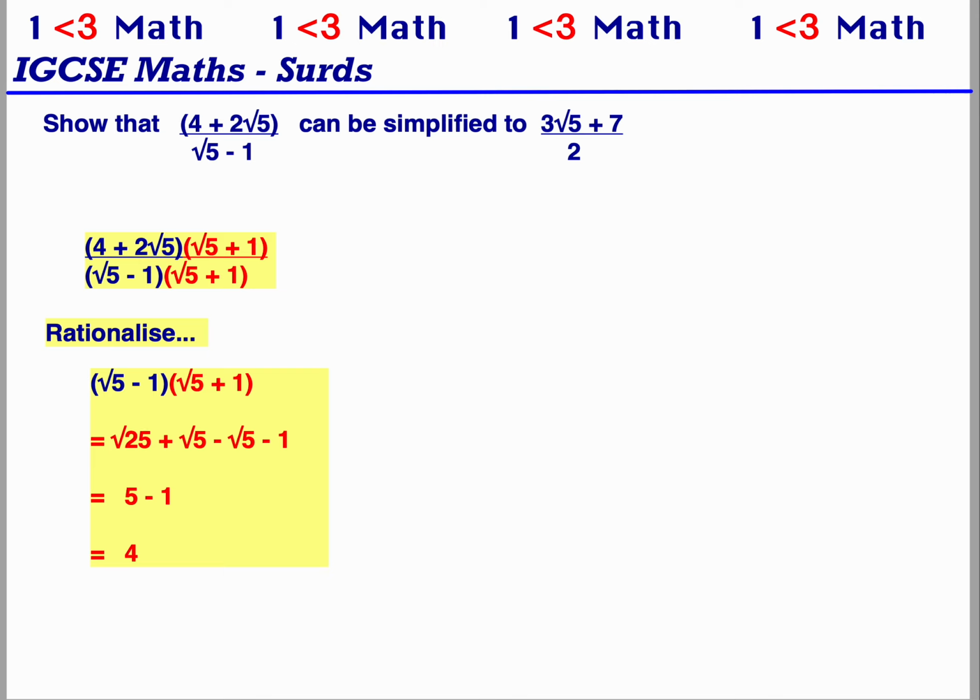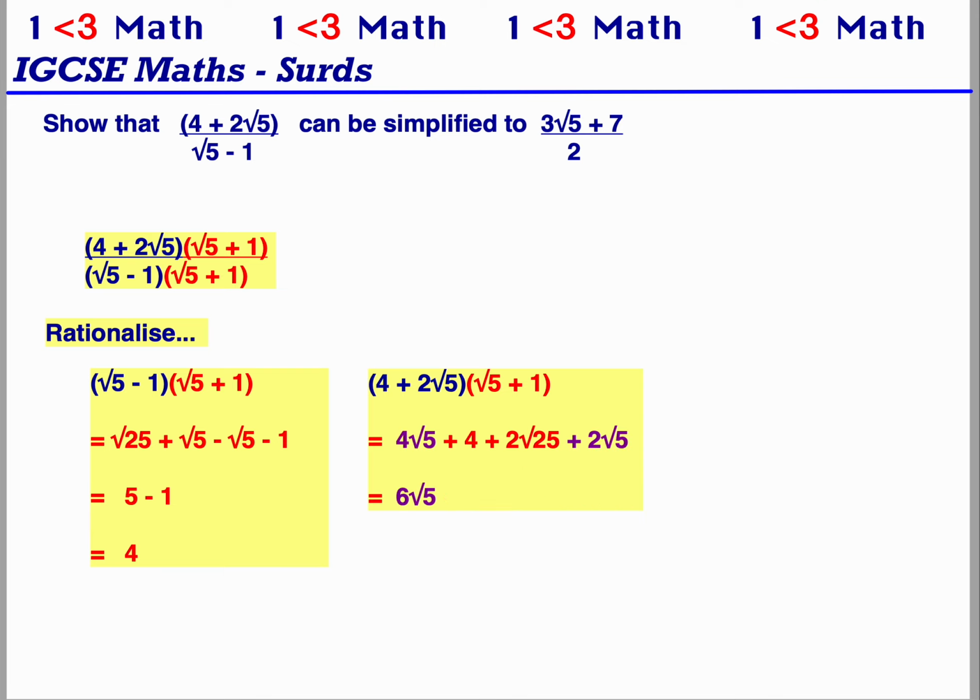Okay, so then I'm going to deal with the numerator. So again, I'm going to apply FOIL to the double brackets. 4 times root 5 is 4 root 5. Can't do anything further with that, just like 4 times x would be 4x. 4 times 1 obviously is plus 4. And then you've got 2 root 5 multiplied by root 5. And again, I'm multiplying the roots. So root 5 times root 5 is root 25. So that's 2 root 25. 2 root 5 times plus 1 is plus 2 root 5.